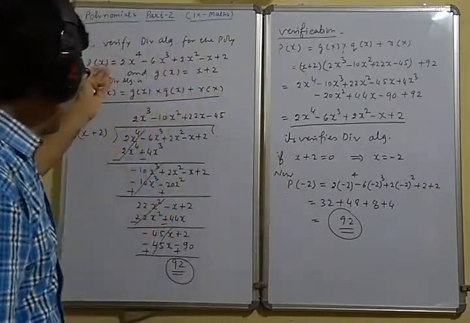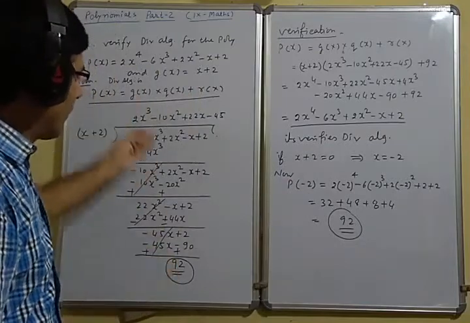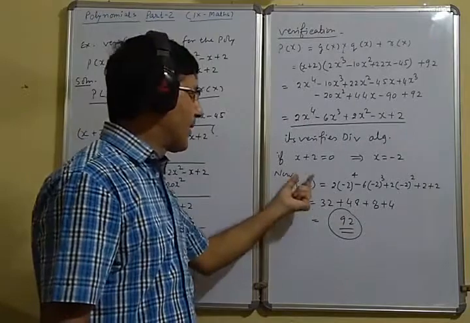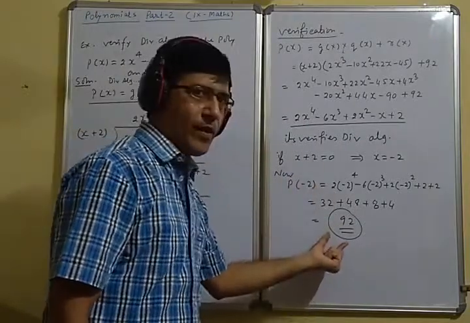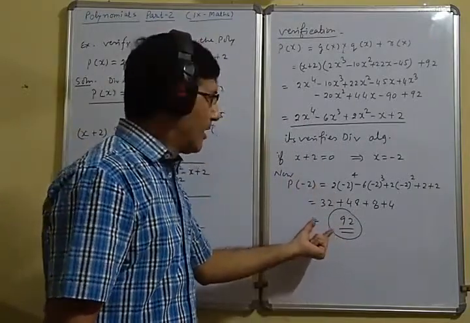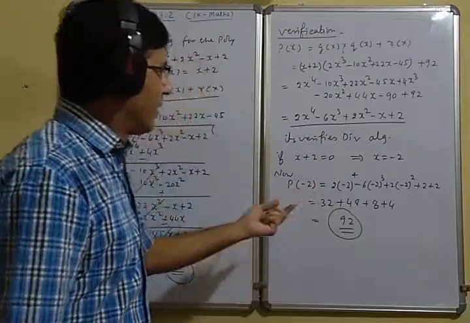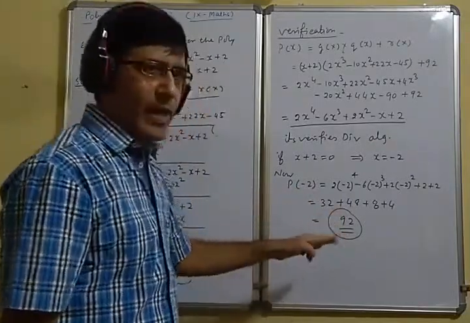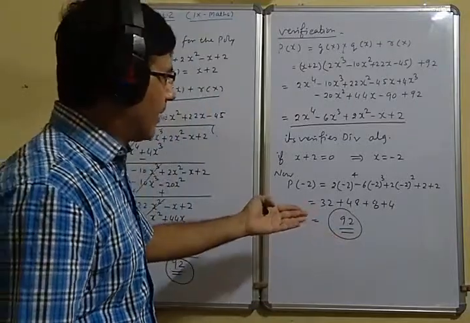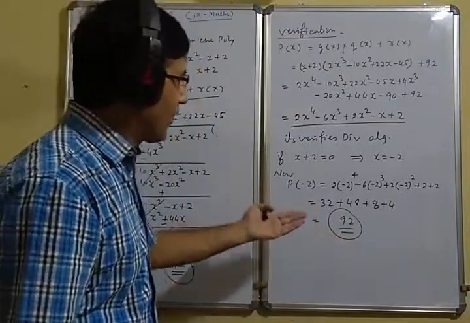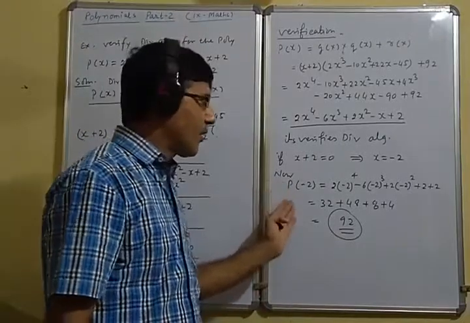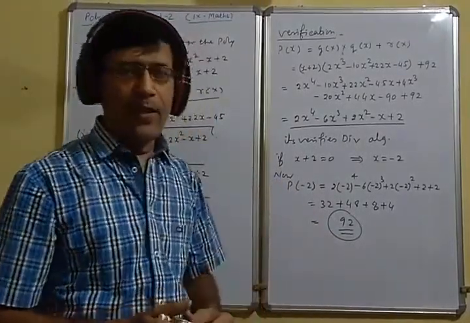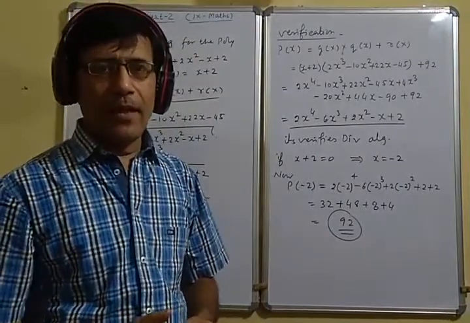So without doing this long division, we can also find out the remainder by using this method. That is the alternative method to get the remainder. This we have to discuss in the next video. In the next theorem, we will learn where we get these results from. So now, thank you, and we will meet in the next video.